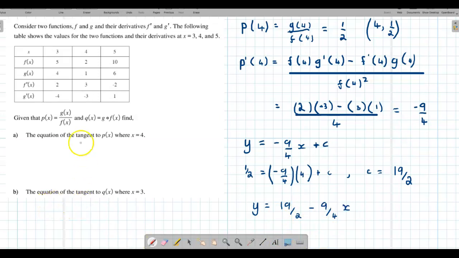In the next video, we're going to have a look at a bit more of a complicated one. You can see the question here where we're using the chain rule.